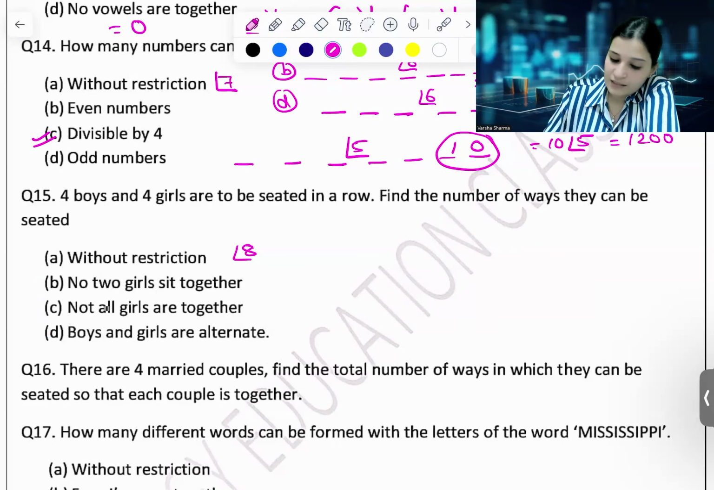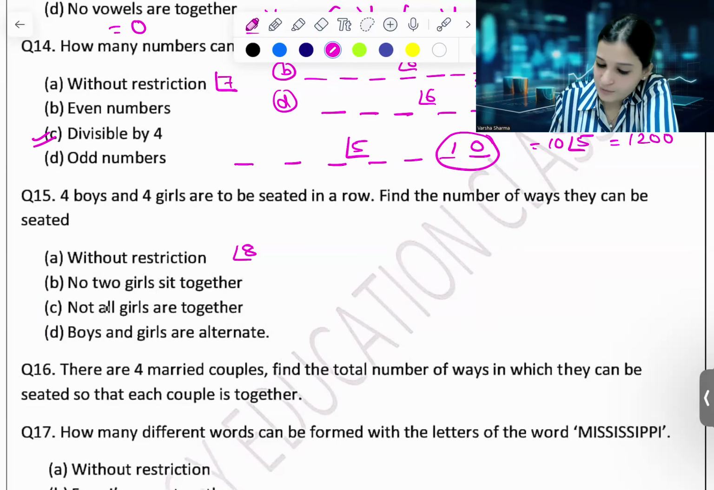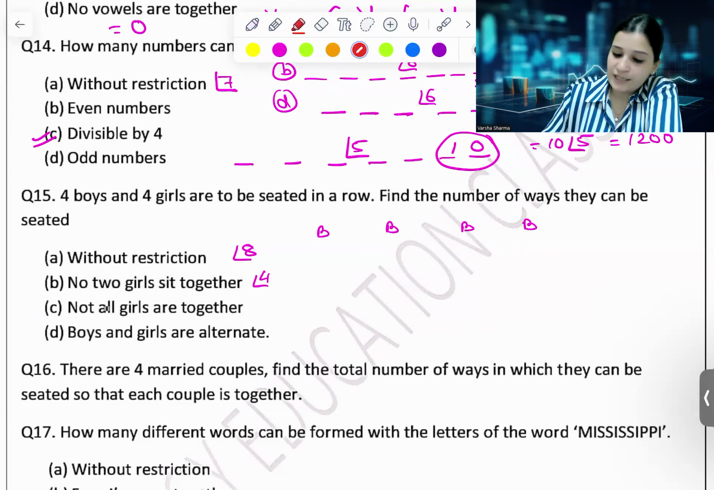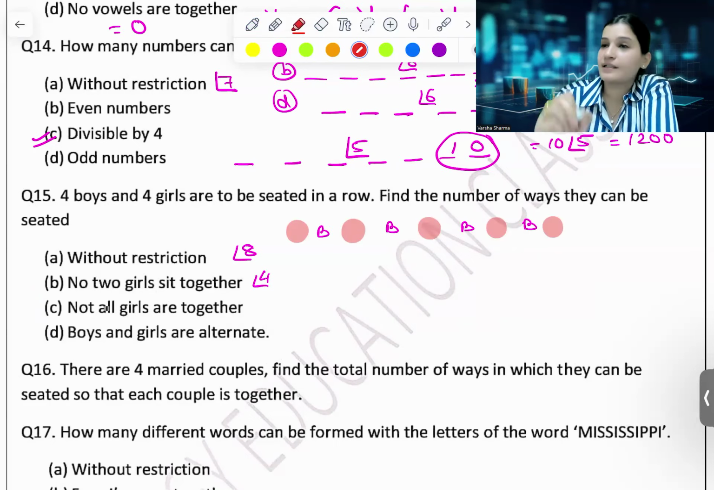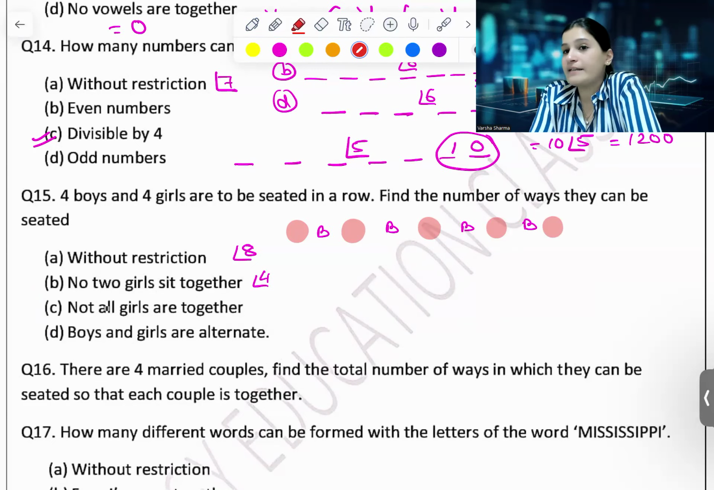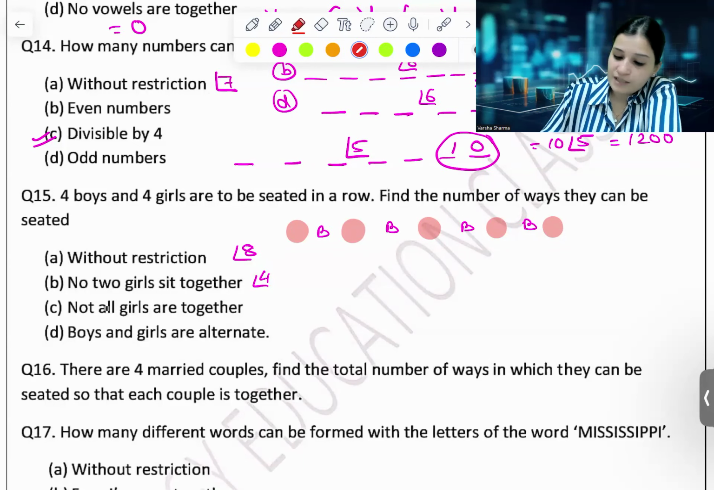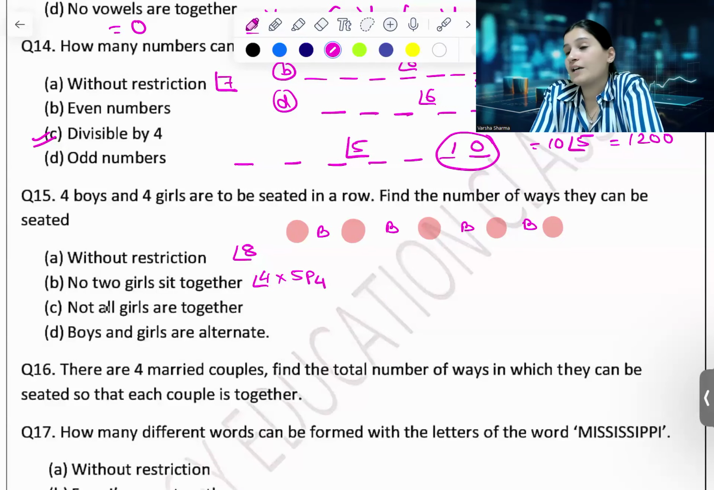So for B, the girls should not be together. So we first arrange the boys, 4 factorial ways. Now there are these 5 gaps. In any of these 5 places, if I make the girls sit, they won't be together. The boys may be together, that's okay, but the girls won't be together. So from these 5 locations, I need to select 4 for the girls and arrange them also. My job is both selection and arrangement. So how many ways? 5P4.